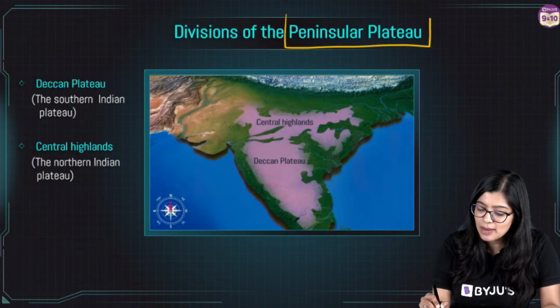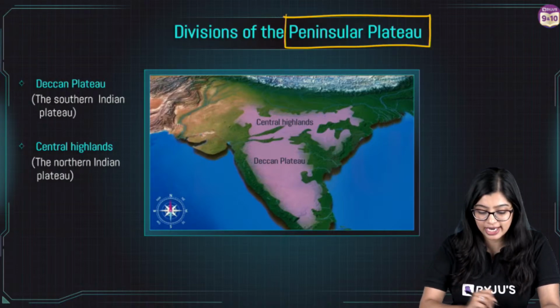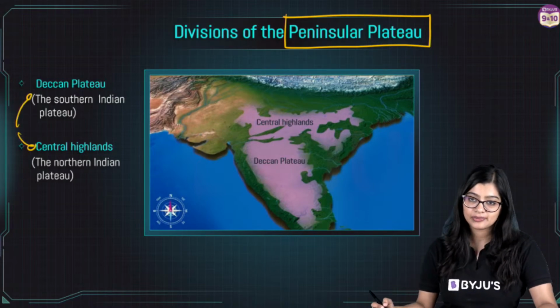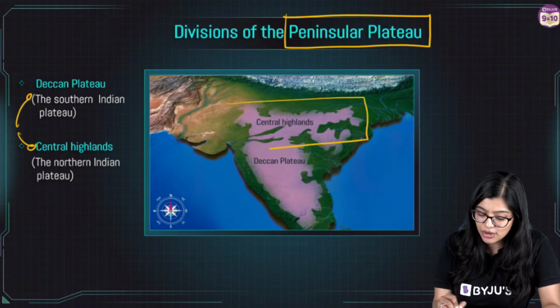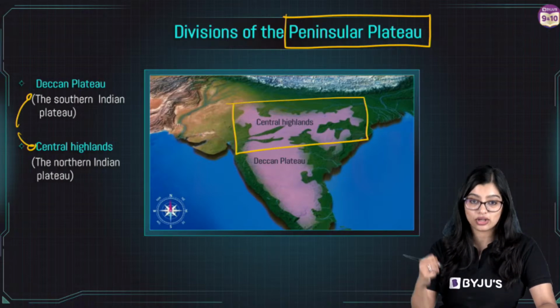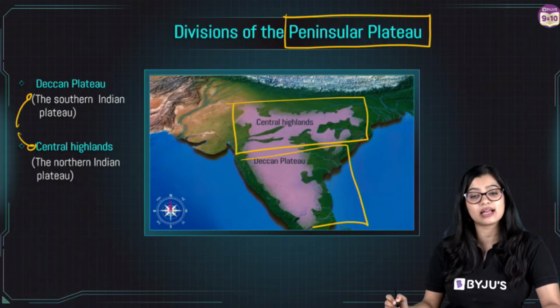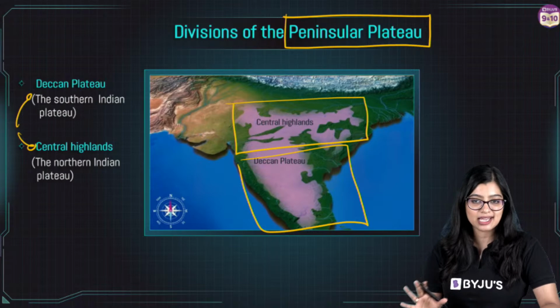Now, our Peninsular Plateau can be divided into two: the Deccan Plateau and the Central Highlands. Your Central Highlands are in the northern part, while the Deccan Plateau is mainly towards the southern part of the plateau. Easy peasy.